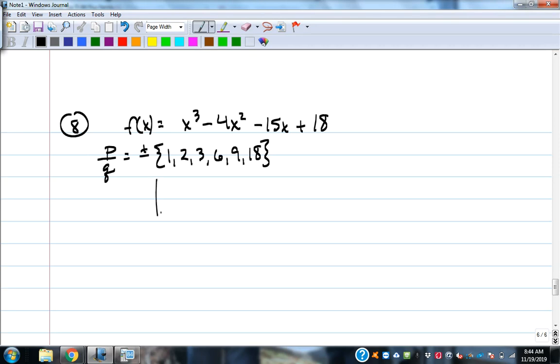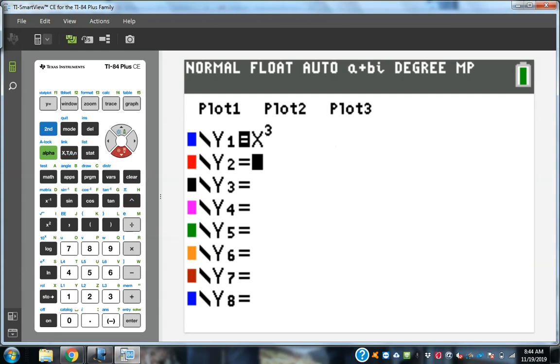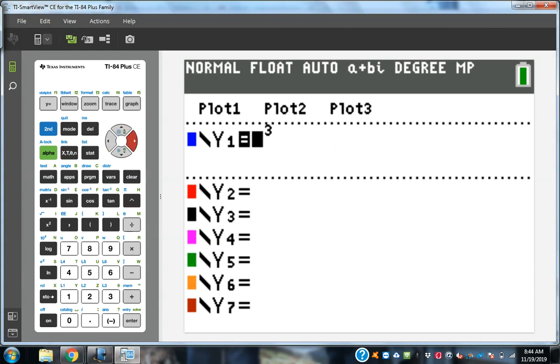So I'm going to set up my synthetic. 1, -4, -15, 18. And then I've got to find something to put on the shelf. So how do I find out what to put on the shelf? Graph it. That's x to the third minus 4x squared minus 15x plus 18.